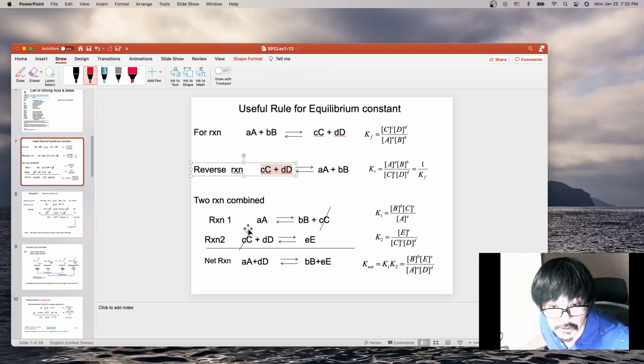And then you can also add 2 reactions to cancel out some of the terms and then get the new reaction. And that new reaction will have an equilibrium constant that is a multiple of K1 and K2 here. All of these things, again, are covered in general chemistry, so if you have a hard time catching up, please pause the video and try to understand it. There is nothing really PChem about these things here.